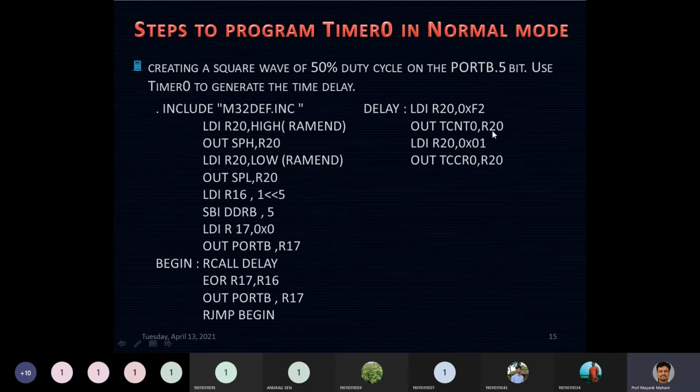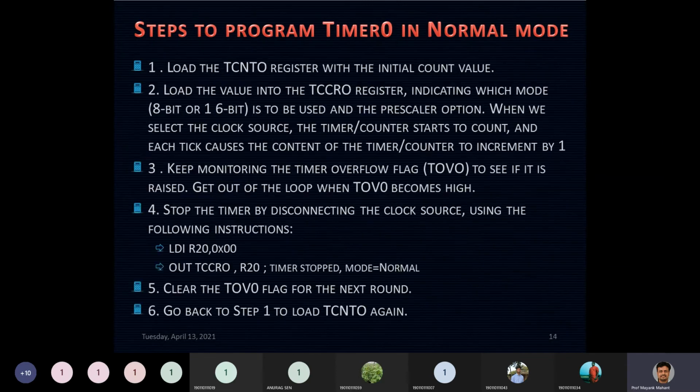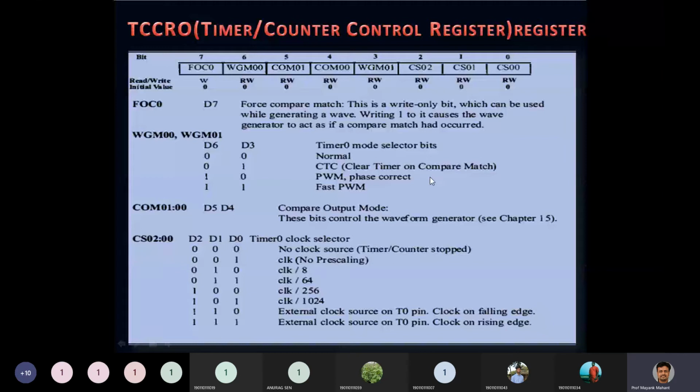So once your TCNT is being loaded, you need to start your timer by loading the value of TCCR0. So in TCCR0, what value am I loading? I'm loading the value 00000001. Okay, for that I need to show you the register. This is the register I'm loading the value into. 00000001 I'm loading in this.